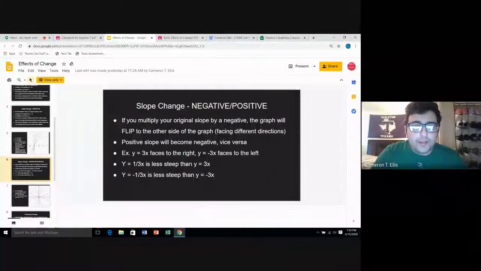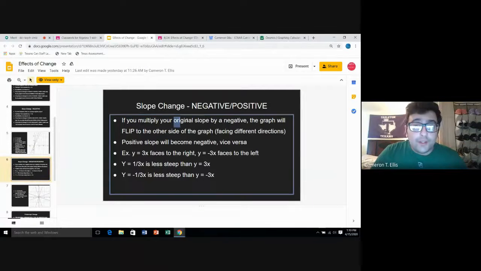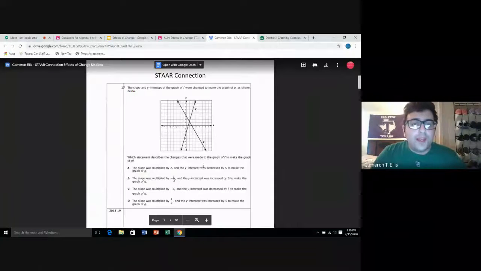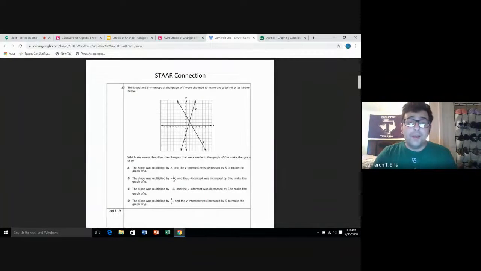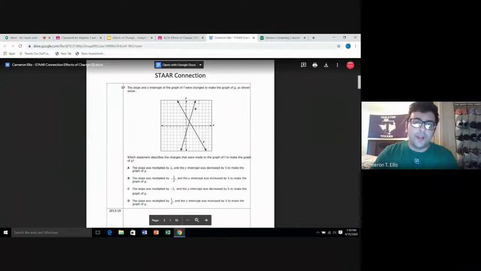Remember, if you multiply your slope, this is slide 6, the original slope by a negative, the graph will flip to the other side of the graph, facing different directions, okay? So only one of the possible answers could be right. Left has been multiplied by a negative, right? C multiplied by -2. And as you can see, these are different directions, right?